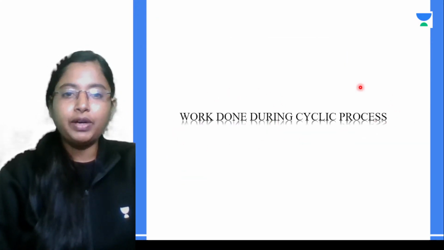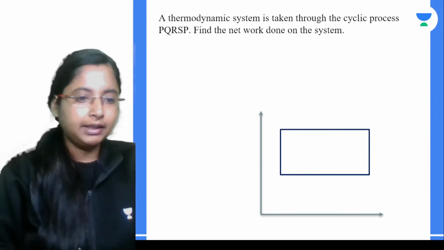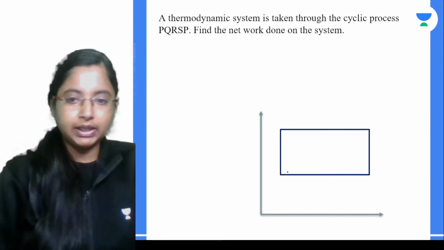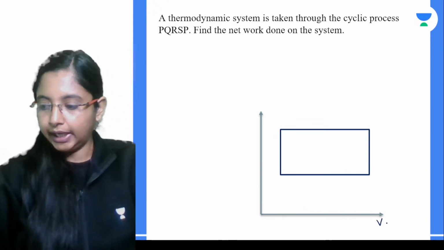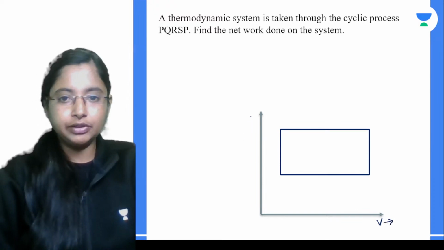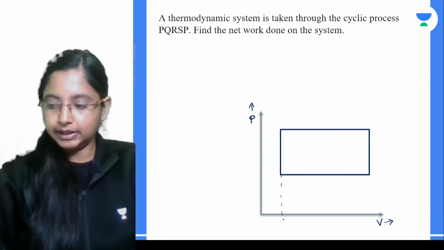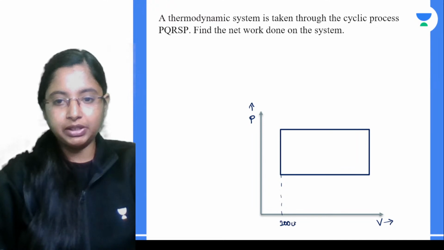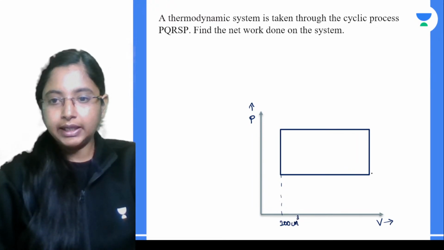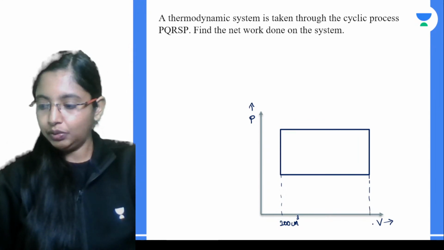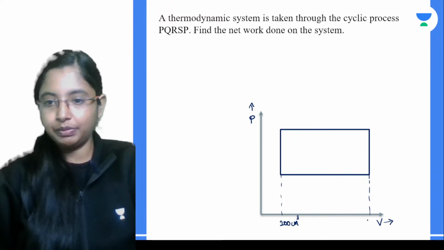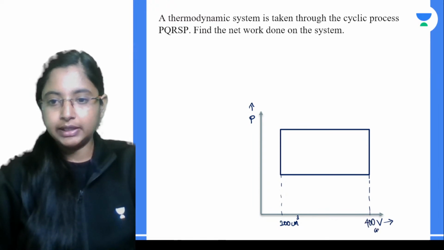And the first question we are going to solve is based on work done during a cyclic process. Let's say we have a cyclic process, given in terms of volume, and this is your PV graph. Let's say this particular volume corresponds to 200 centimeter cube, and if this is 200, let's go with 400 centimeter cube for this one.